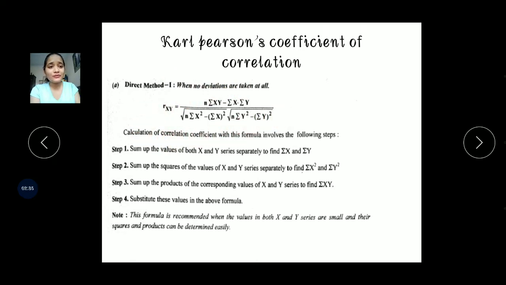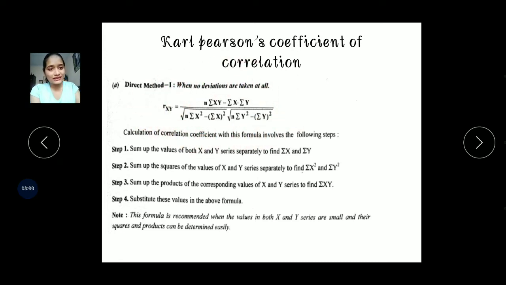In this method, you will be given X series and Y series. You need to make 5 columns: first column of X series, second column of Y series, third column of X square, fourth column of Y square, and fifth column of XY. And you need to find out the sum of all these series. Then you just have to put everything in this formula and you'll get the Karl Pearson coefficient of correlation.